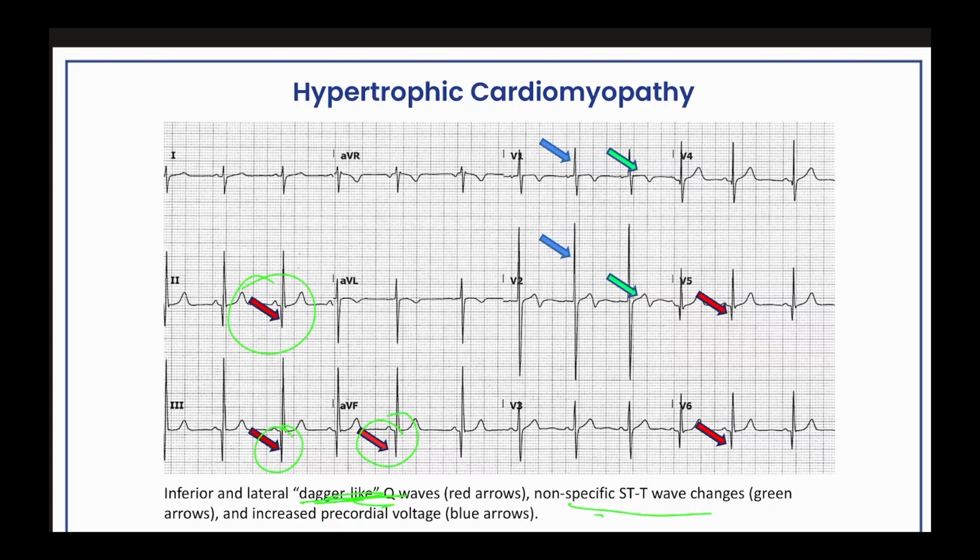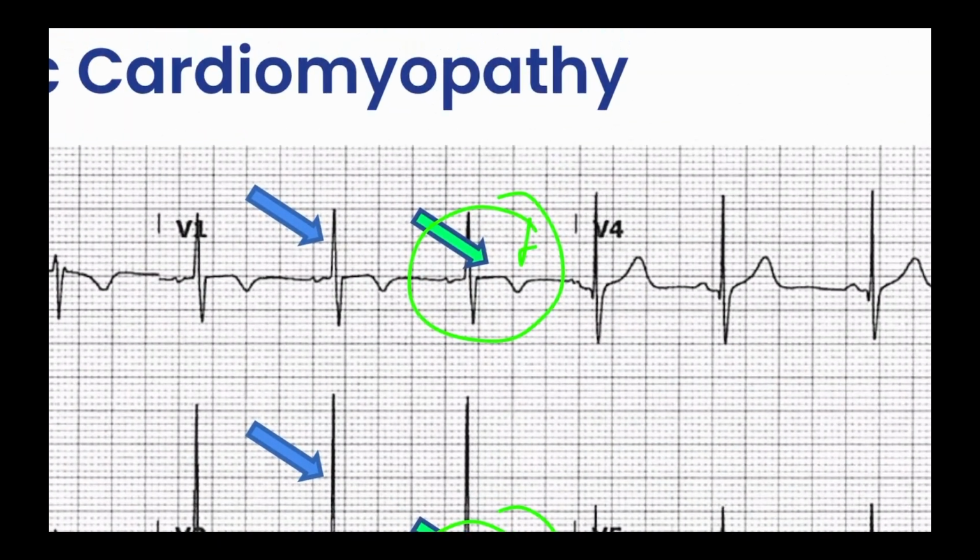Non-specific ST-T wave changes, the green arrows. Why are those non-specific? Which way should that T wave be going? For which one? They should be down. What is this one? Isoelectric. This is positive, taller at the top than it is at the bottom. So this is a mainly positive lead, so the T wave should also be positive.